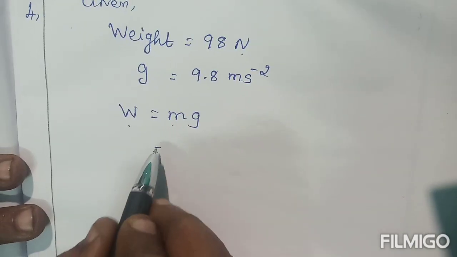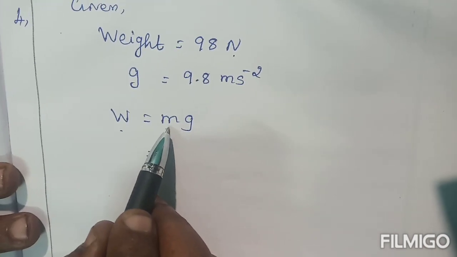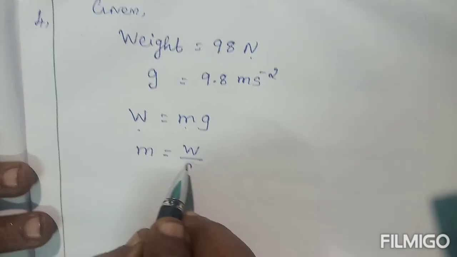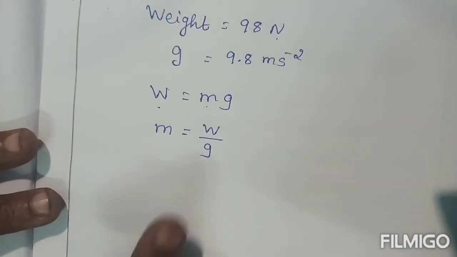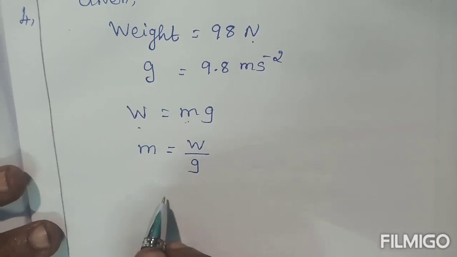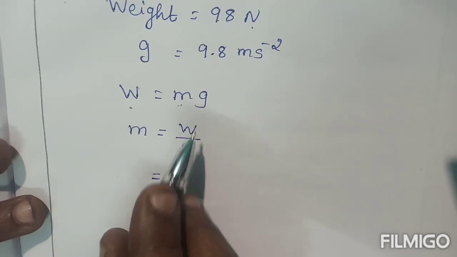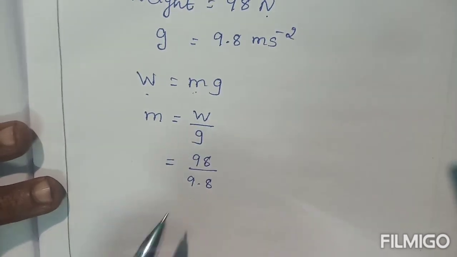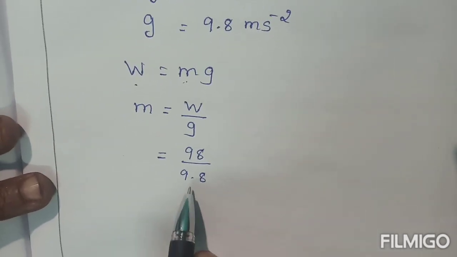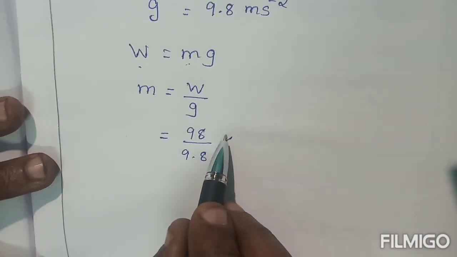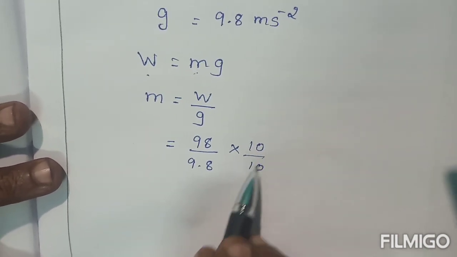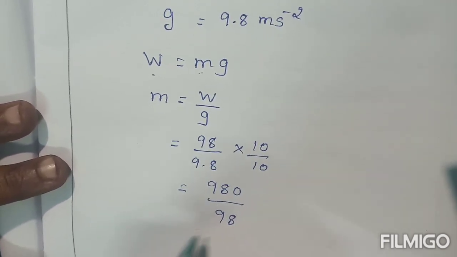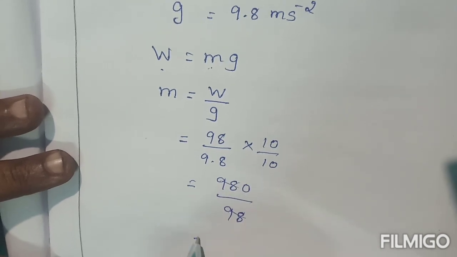Then just substitute the values, mass only you have to calculate here. So the mass m equal to weight divided by g. Weight divided by acceleration due to gravity. Now just substitute the value. What is the value of weight? 98 divided by g value 9.8. Here one number after the decimal is there, no? So numerator and denominator multiply with 10. So what value will you get? 980 divided by 98. So just cancel, you'll get the value 10.